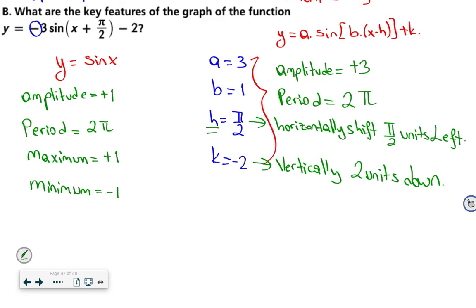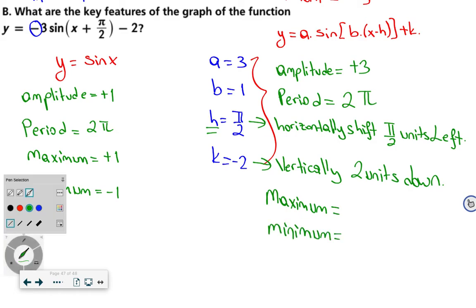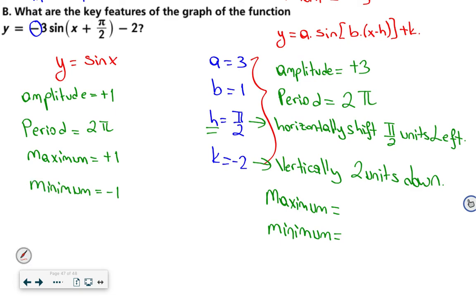Because the whole graph is going to move 2 units down, your maximum and minimum points are going to change. So your maximum is going to become +1 and your minimum is going to become -5.